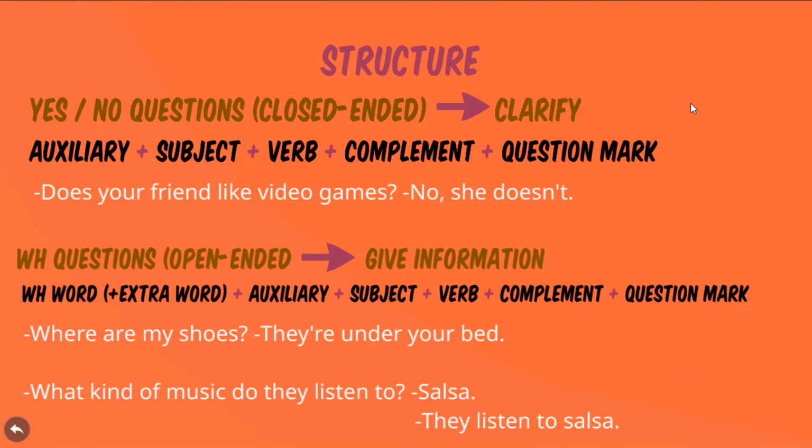Now, let's talk about the structure. This structure depends on whether the question is a yes-no question or a WH question. Let's remember that yes-no questions are close-ended and we use them to clarify things, but the WH questions are open-ended questions and they are used to give information.